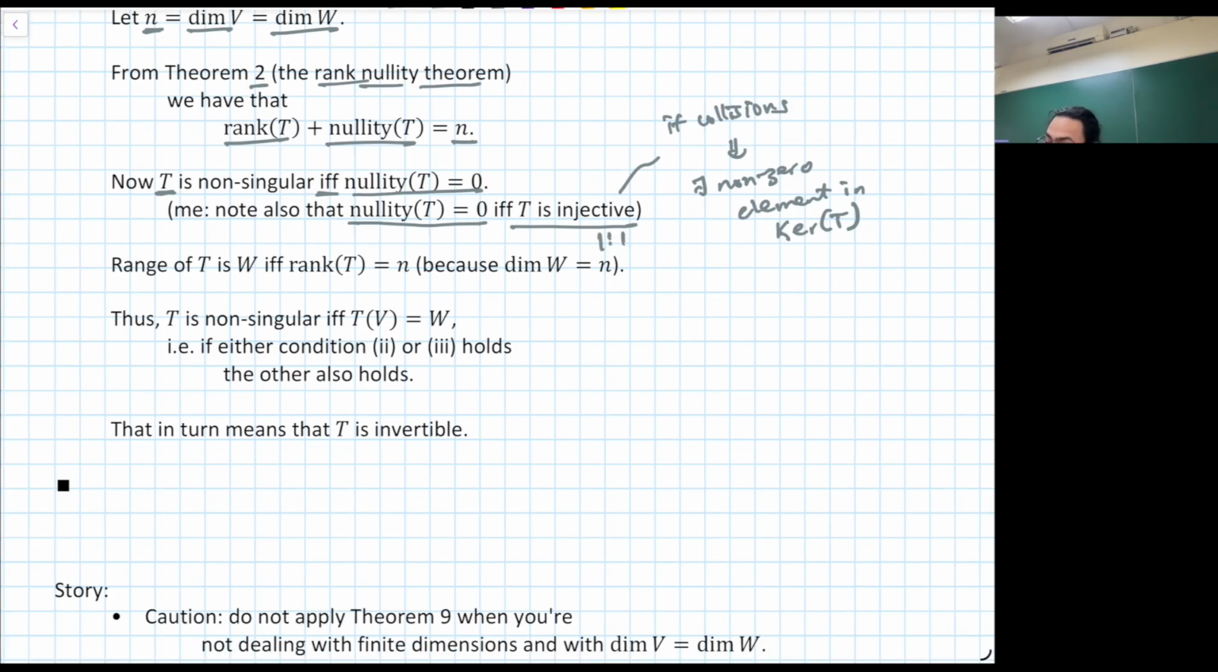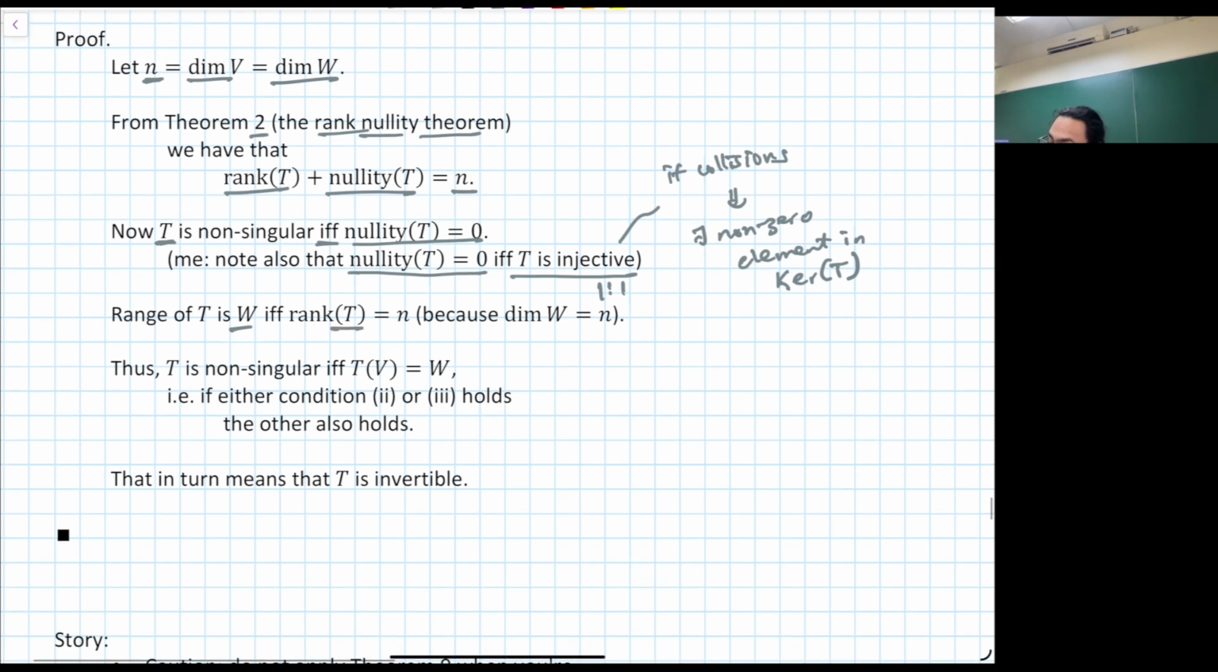Now the range of T is W if and only if the rank of T is little n. That's what it means for the range to be the whole space. Onto means that the range is the same as the space, so in particular, that would mean the dimensions agree.